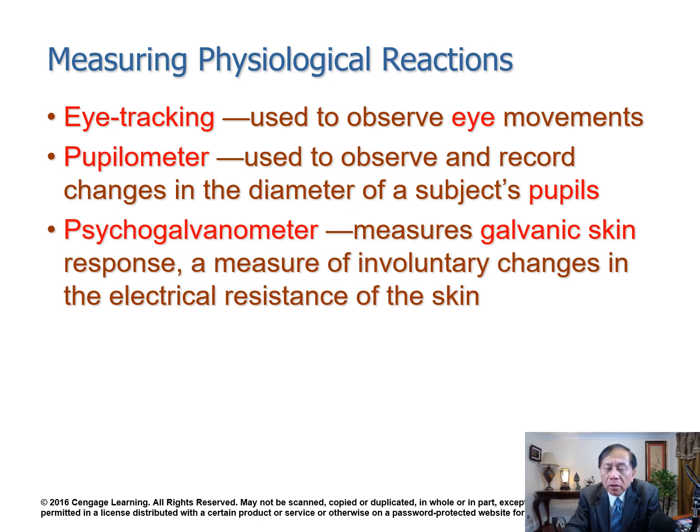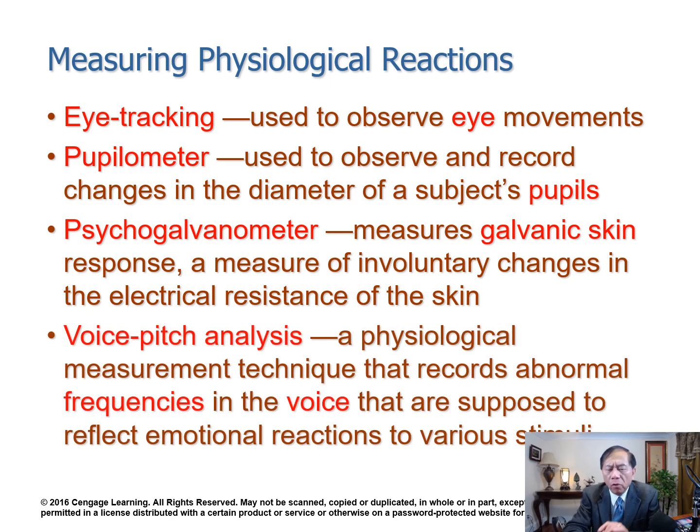The psychogalvanometer measures galvanic skin response, a measure of involuntary changes in the electrical resistance of our skin. You can also use voice pitch analysis. That's a physiological measurement technique that records abnormal frequencies in the voice that are supposed to reflect emotional reaction to various signals. You become higher pitched or lower pitched, happier or more sad.